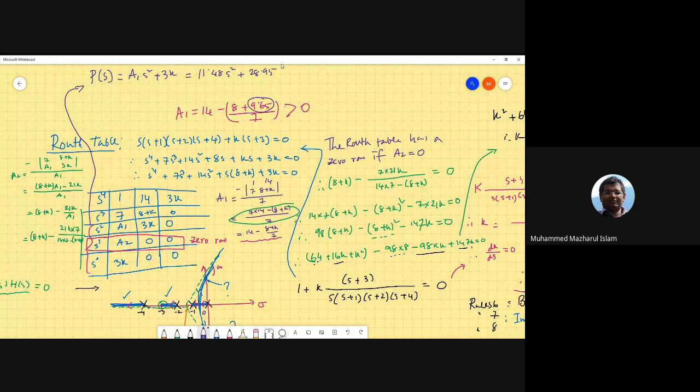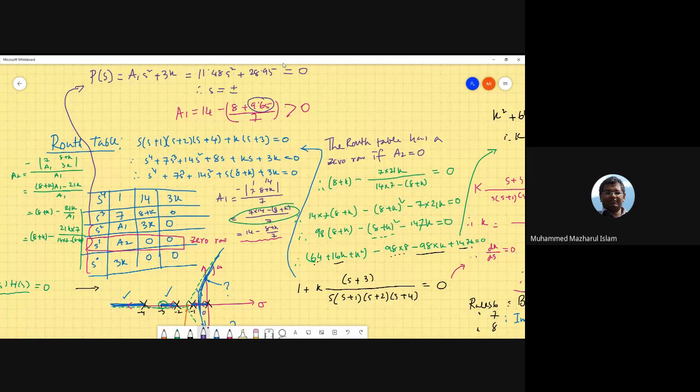Now, when we were dealing with the zero row, we used the polynomial to fill up the values of the zero row. In this case, we don't have to go through that process. All we have to do is equate this with 0 and then find the solution of s. You'll see that s is imaginary. It is the square root of 28.95 divided by 11.48.